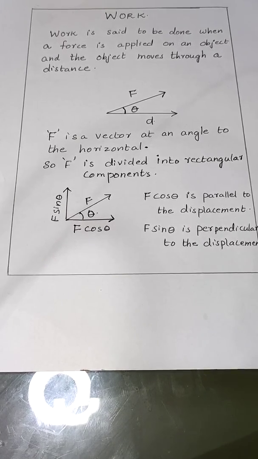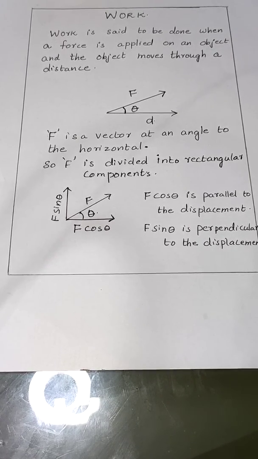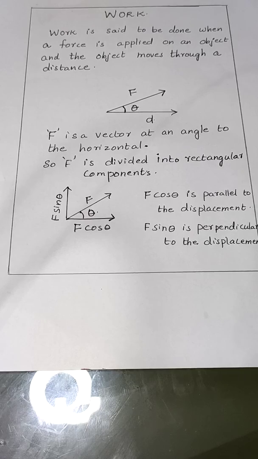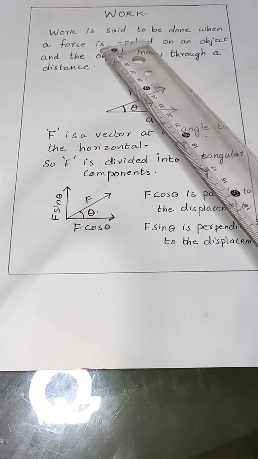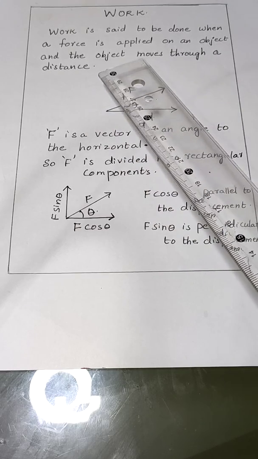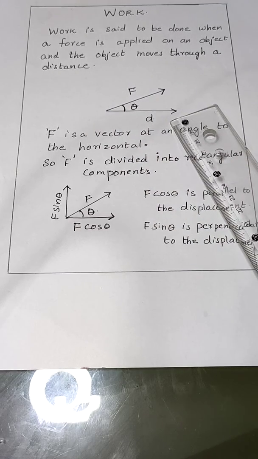Dear students, today's topic is work. When is work said to be done in physics? Work is said to be done when a force is applied on an object and the object moves through a distance. Look at the figure given here.